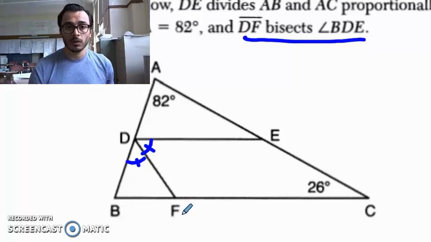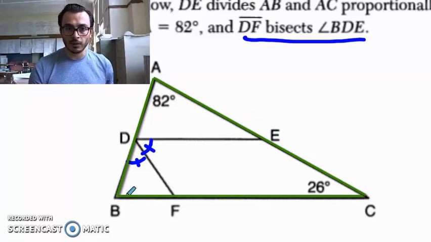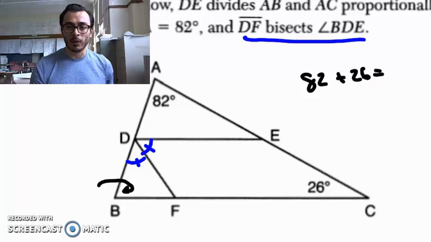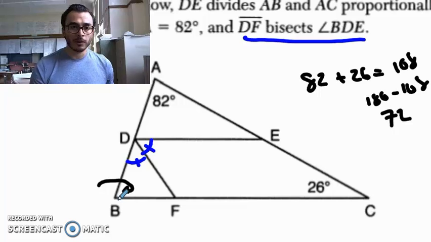That's important. The other thing that pops out to me is that I have a triangle right here, triangle ABC, this big triangle, and that means I can solve for this angle right here that's missing. 82 plus 26 subtracted from 180 will get me that angle. 82 plus 26 is 108. 180 minus 108 is 72. So this angle right here is 72 degrees.